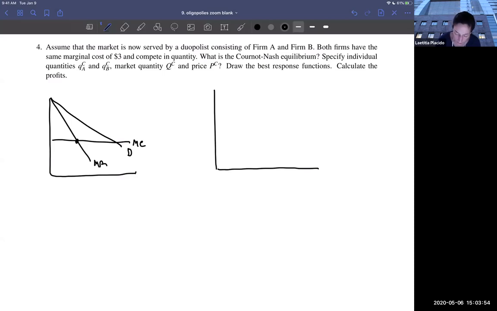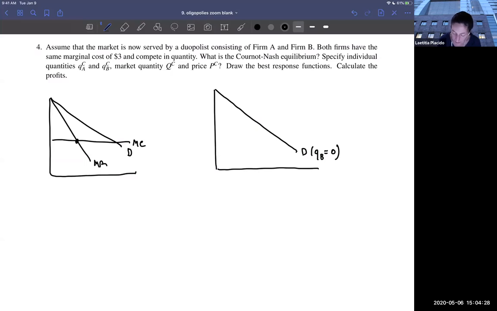depending on the quantity chosen by firm B, okay? So let's draw the market demand here. And I'm going to say that this market demand is the market demand that firm A faces when firm B produces zero, okay? So when firm B doesn't produce anything, then what I'm facing as firm A is simply the total market demand, okay?